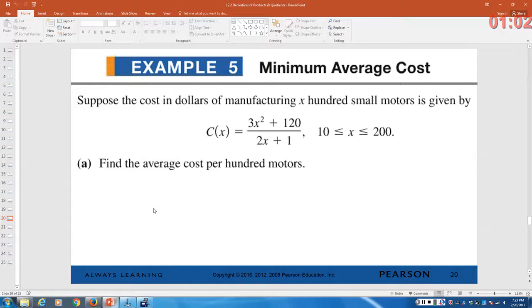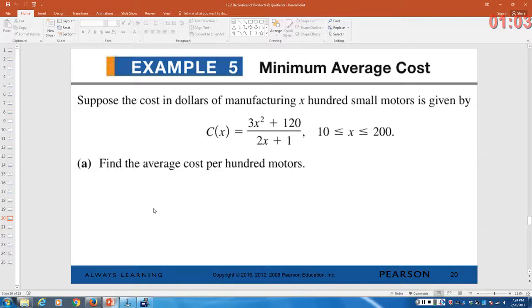So let's look at a situation. The cost in dollars for manufacturing x hundred small motors, be sure you notice your units, is given by this cost function. Now, this is not the average cost function. This is the cost function. It's how much it costs to make x hundred small motors. If I want to know the charge per motor, then I have to divide that by x, because that x, remember, is going to be in hundreds, and I can divide the result of that by 100 if I want to take it down to a single motor.